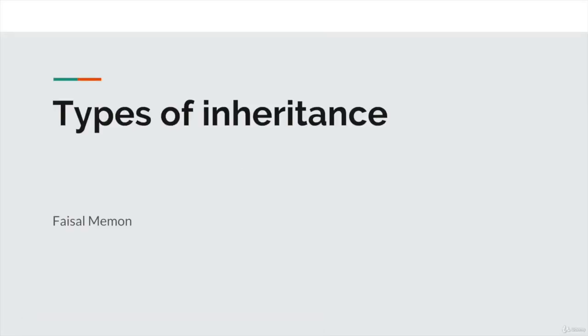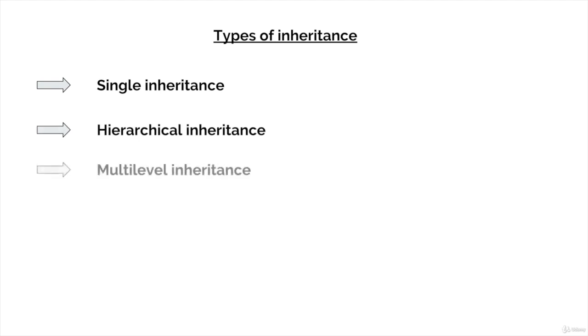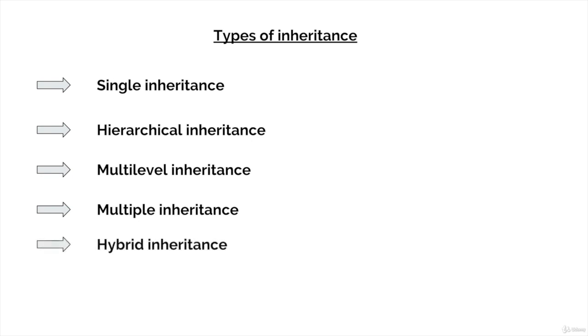In this lecture, we are going to talk a little bit about the different types of inheritance in Java or in object-oriented programming. By the end of this lecture, you will have a clear understanding of the different types of inheritance and what each type means. So let's get started. The types of inheritance in Java are single inheritance, hierarchical inheritance, multi-level inheritance, multiple inheritance, and hybrid inheritance. So we have 5 types. Let's take a look at what each one means.